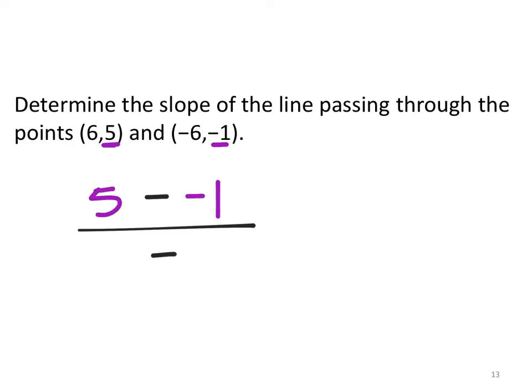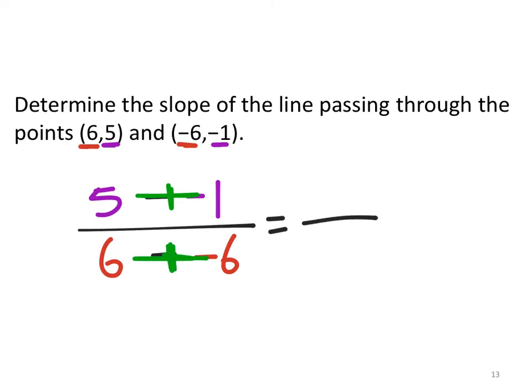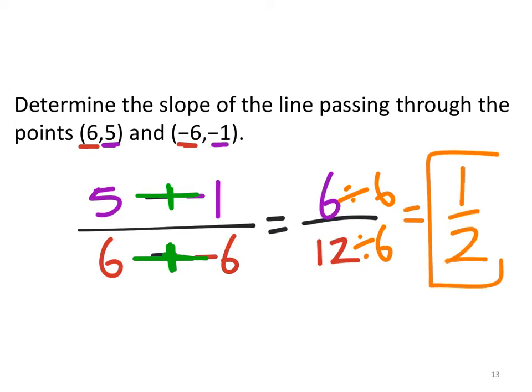5 minus -1. And, you know, whether you do it now or later, minus a negative is going to make that a plus. And then our x value is 6 and -6. So 6 minus -6, right? Which also is going to change into a plus. So the numerator, 5 plus 1 is 6, and the denominator, 6 plus 6 is 12. Both of these can be simplified by a factor of 6, right? Divide both sides by 6. And we get 1/2. Bam.